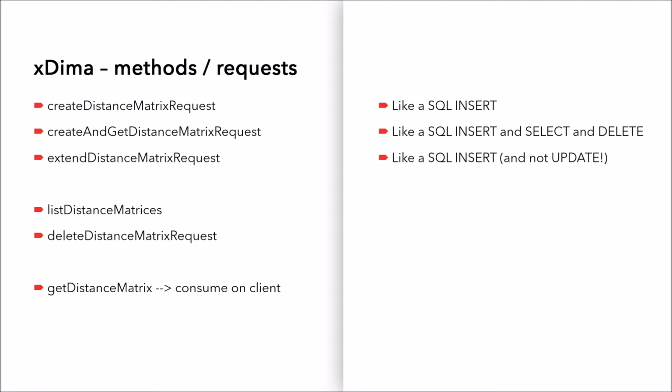Just a SQL insert without an update, because you cannot overwrite existing KPIs in the distance matrix, you can only extend it. The next statement is like asking SQL meta tables about their content. Then we've got a SQL drop statement for getting rid of an existing distance matrix, not only removing the rows, but even dropping the whole table. And finally, get distance matrix is a SQL select. Maybe this helps you to understand some of the concepts.